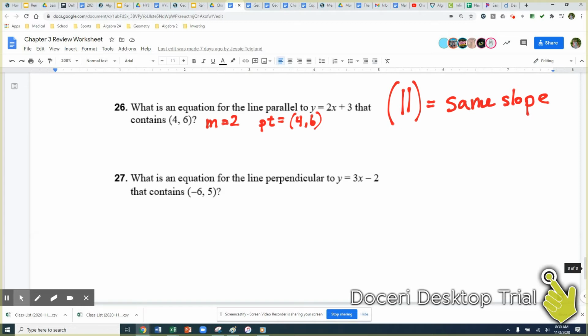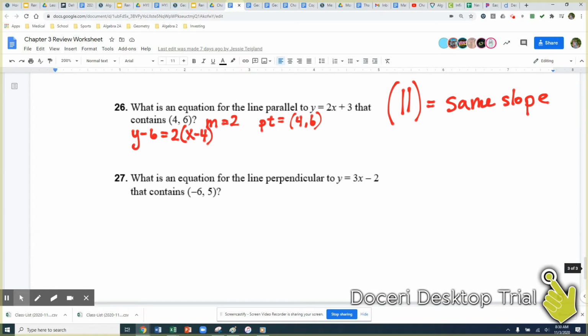We have to use point slope form. We don't have the y-intercept, so we can't put it into slope-intercept form. Point slope form allows us to put a point in, allows us to put the slope in, and then we'll do a little adjusting to solve it out. So in point slope form, we're going to subtract the y-coordinate: y minus 6 equals 2 times (x minus 4).